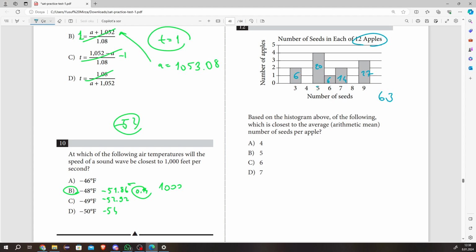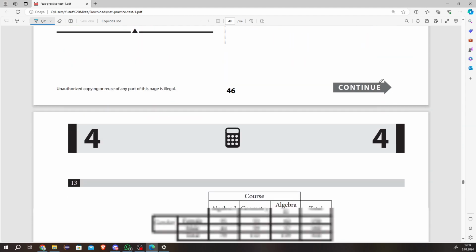Is it true? Let's see, to be sure. Yes, and we divide it to 12. The answer is 5.25. So which is the closest? B is the closest.